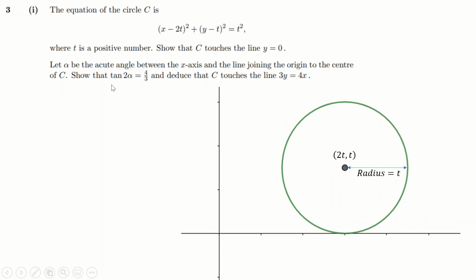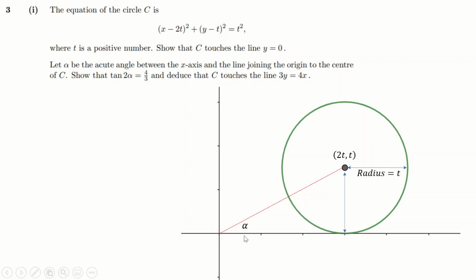Let alpha be the acute angle between the x-axis and the line joining the origin to the center of C. So I'm going to have an alpha in here. Show that tan 2 alpha equals that and deduce C equals this. Okay, sure. So, got an angle of alpha here.